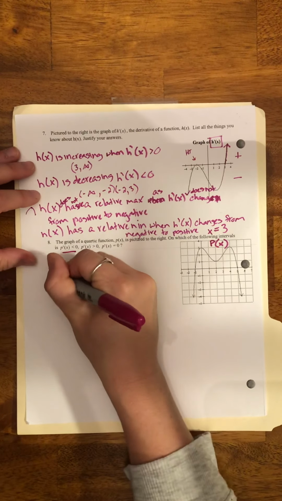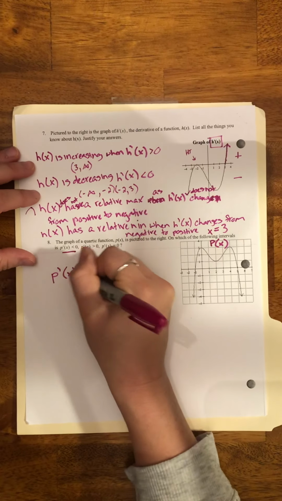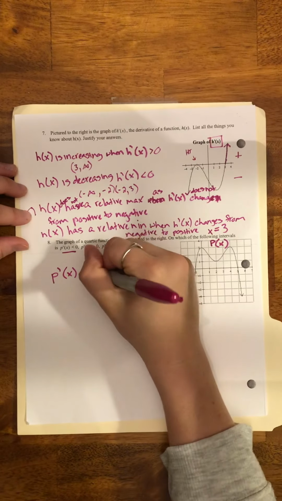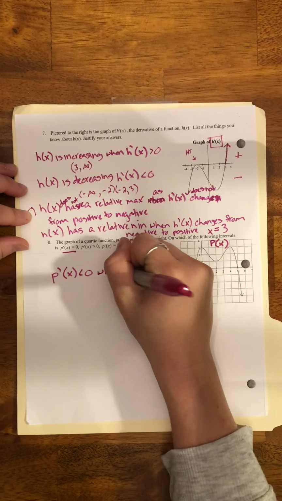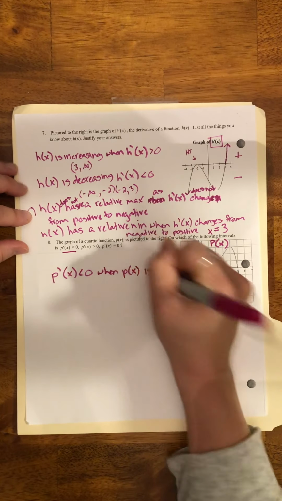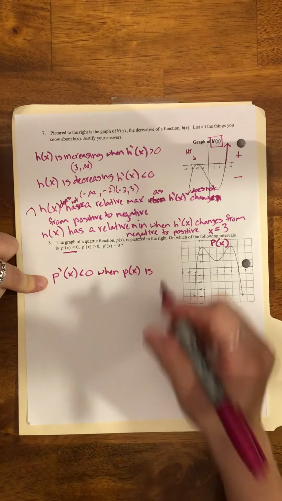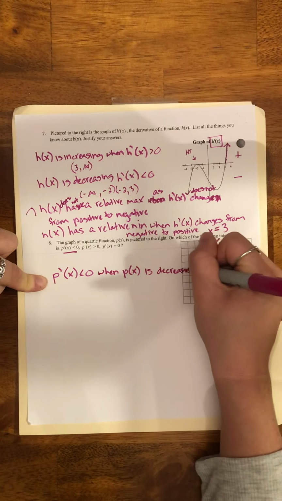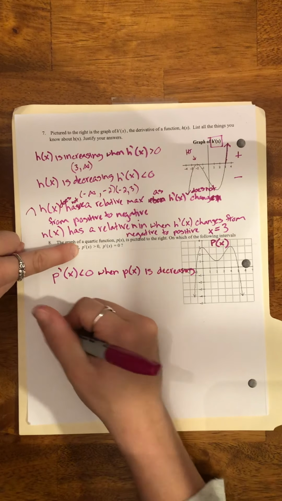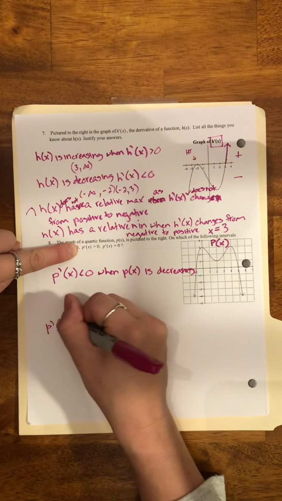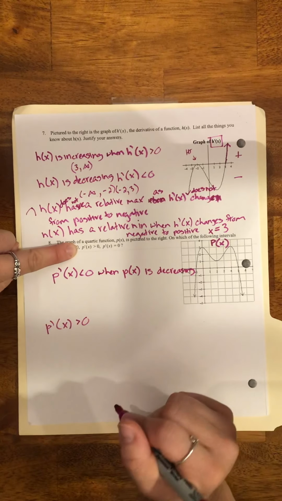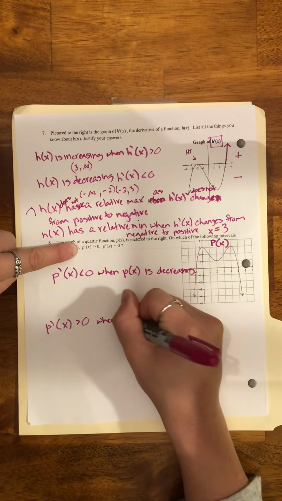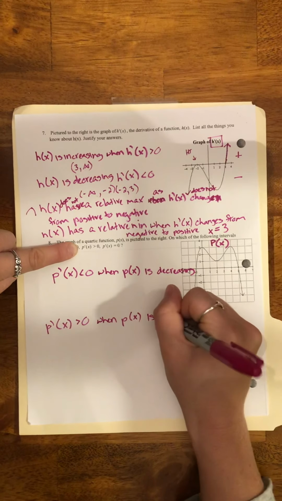First question is, I want to know on the intervals when P prime of x is less than 0. And I'm going to do the same thing that I did above, and I'm going to justify first. So I'm going to say the slope is less than 0 when P of x is decreasing. Next one, P prime of x is greater than 0, so meaning the slope of the tangent is greater than 0 when P of x is increasing.